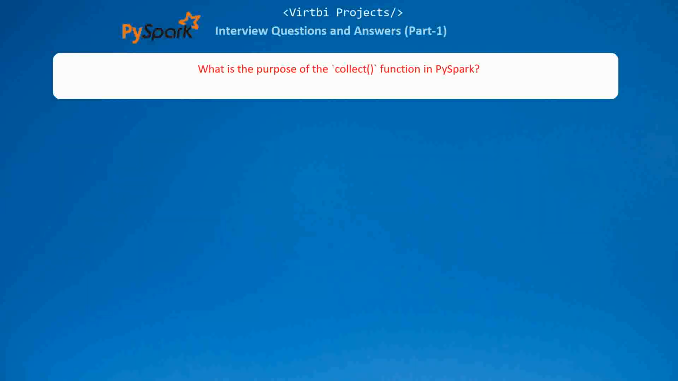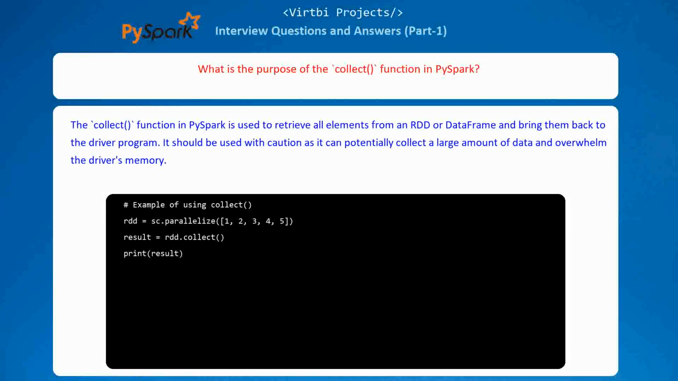What is the purpose of the collect function in PySpark? The collect function in PySpark is used to retrieve all elements from an RDD or data frame and bring them back to the driver program. It should be used with caution as it can potentially collect a large amount of data and overwhelm the driver's memory. In this example, we use the collect function to retrieve all elements from an RDD and print the result.